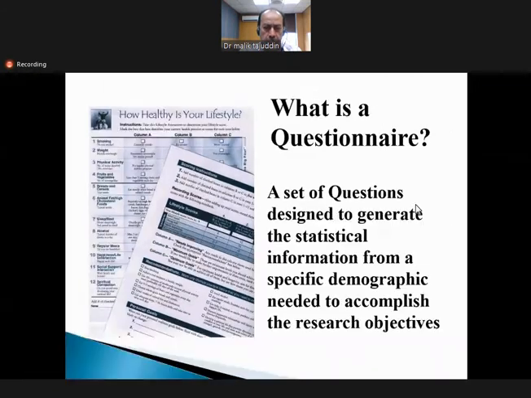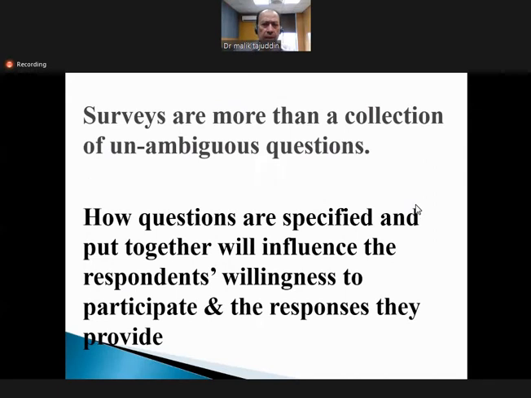So this is an example of a questionnaire, and now you see what the different types of questionnaires are, what the types of questions are, etc. One thing, there are surveys. Most surveys are completed through different questionnaires, and surveys are more than a collection of unambiguous questions. So a set of questions should be clear, they should not be ambiguous, and they can be used as a questionnaire to conduct different surveys.